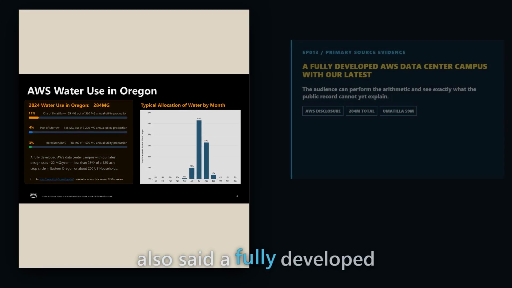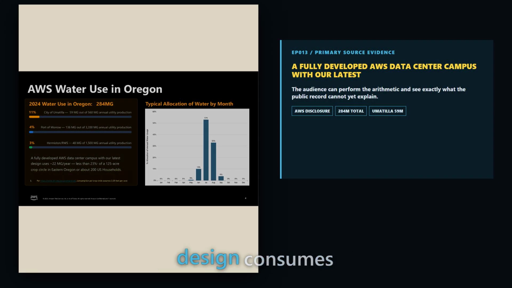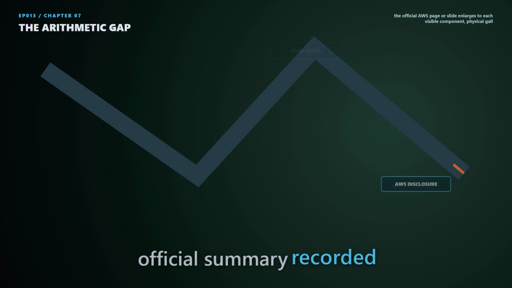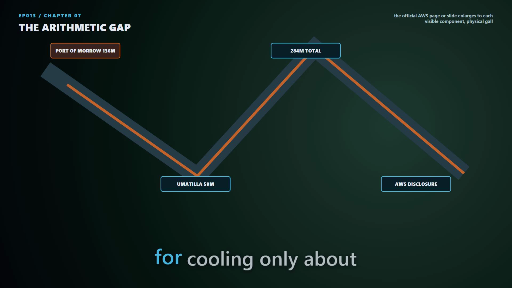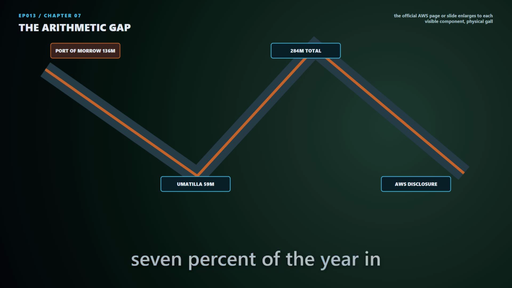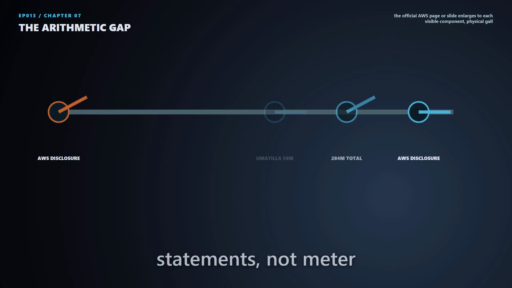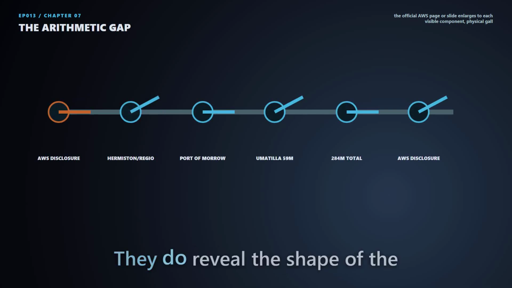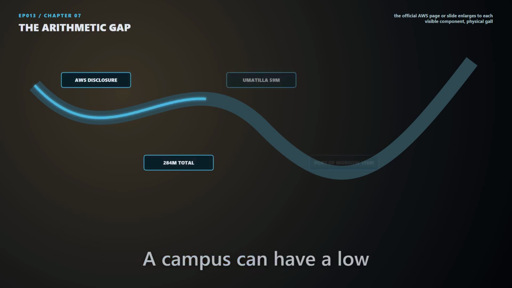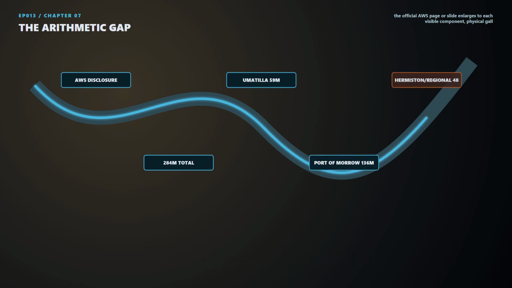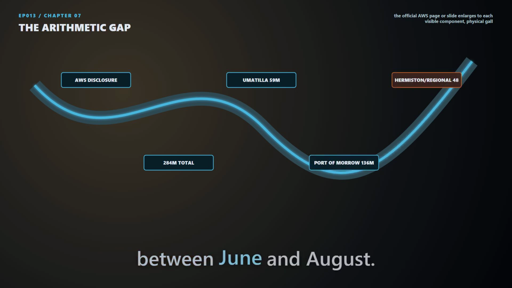AWS also said a fully developed campus using its latest design consumes about 22 million gallons per year. The official summary recorded a claim that the company uses outside air for most of the year and needs water for cooling only about 7% of the year in Oregon. These are company statements, not meter records for every campus. They do reveal the shape of the system. Water use can be highly seasonal. A campus can have a low annual water use effectiveness while concentrating most demand between June and August.